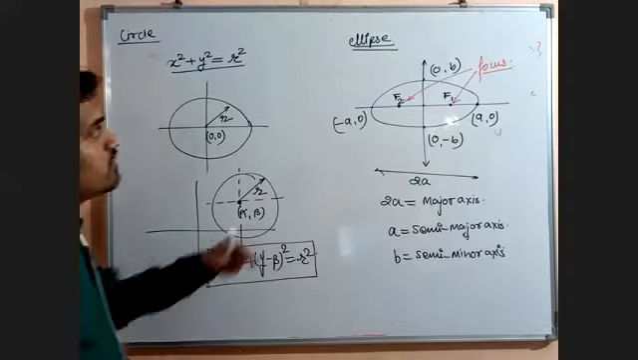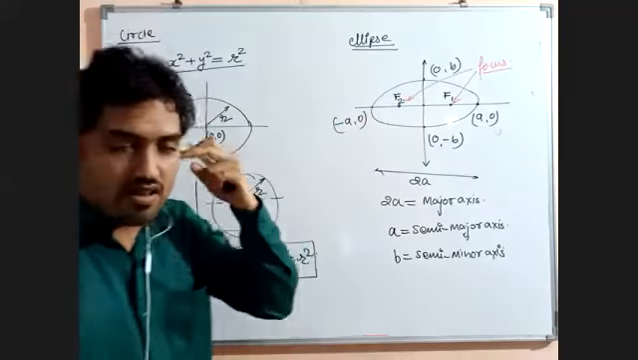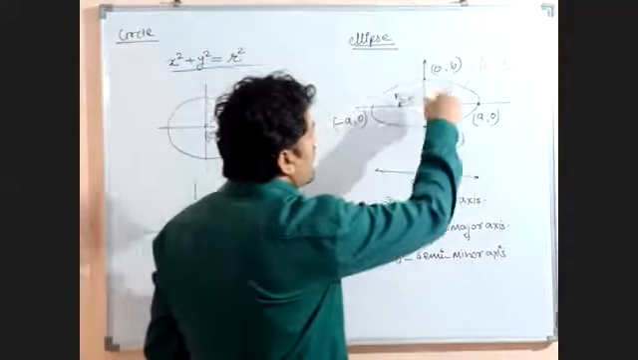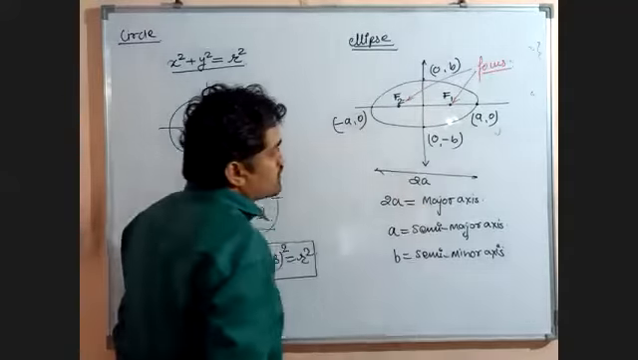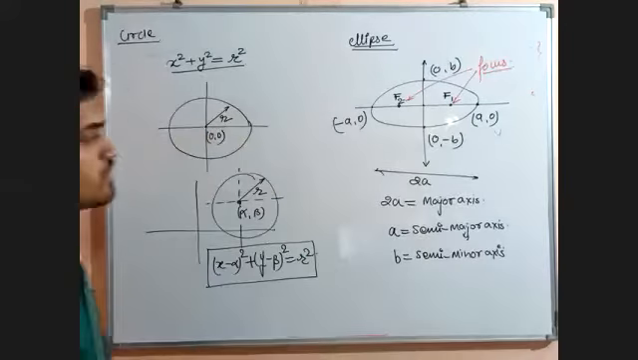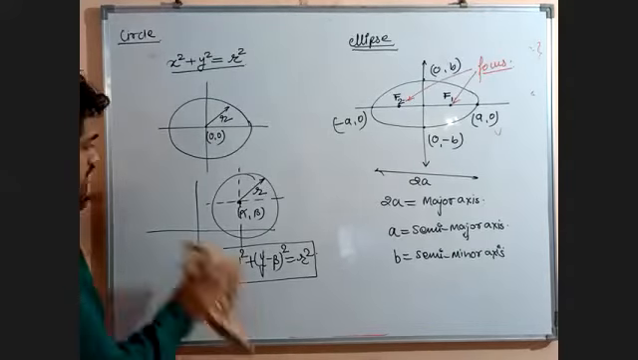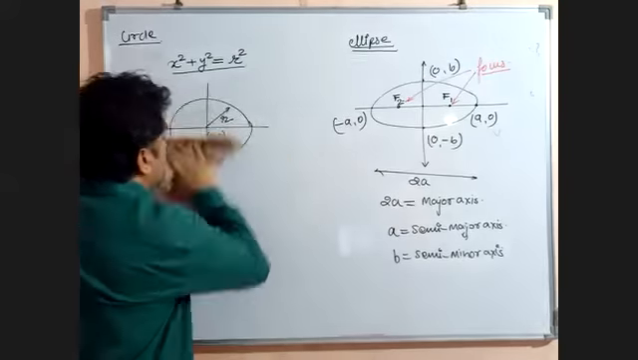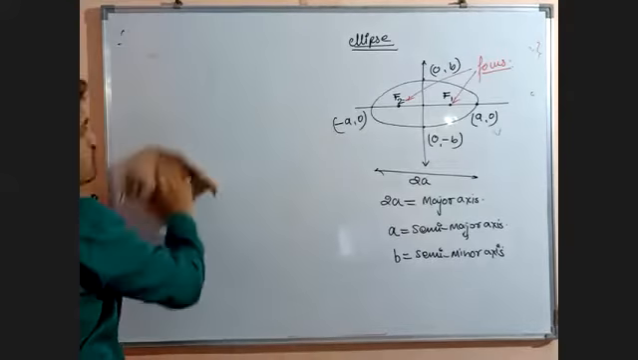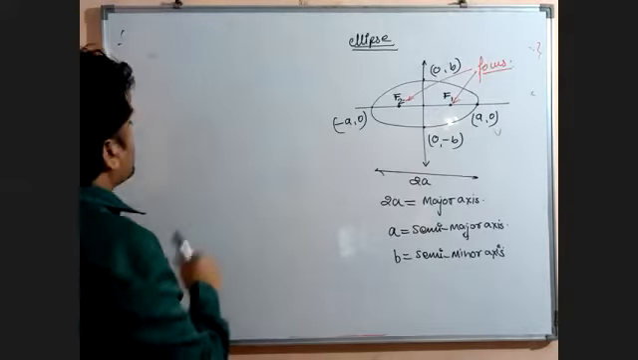So what is an ellipse? An ellipse is kind of a circle, but with different radii. Here A is the semi major axis and B is the semi minor axis. I think you have already written it in your notebook. You have to make your notes very clearly, because these concepts will continuously help us. Next is the hyperbola.